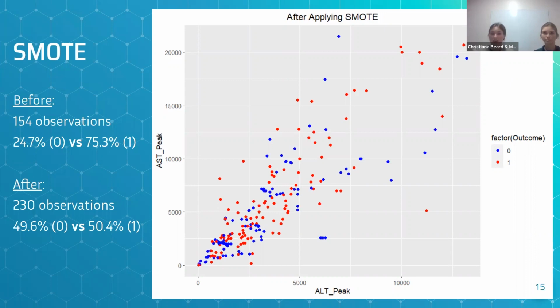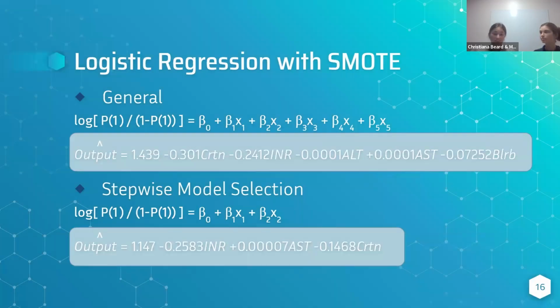After applying SMOTE, we can see that there was an increase of our minority class, or our survival. After we applied SMOTE, we had about 230 observations with a pretty even split of 50-50. So using this new data set, we applied the models, like I mentioned.